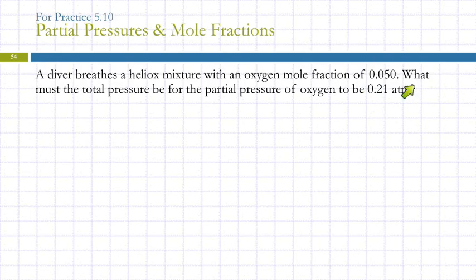We would like the oxygen partial pressure to be 0.21 atmospheres because that's what our bodies are good at using. That's what the pressure is at the surface. So how do we figure out what the total pressure is? You think of an equation that has partial pressure, total pressure, and mole fraction. The partial pressure of O2 will be the mole fraction of O2 times the total pressure.